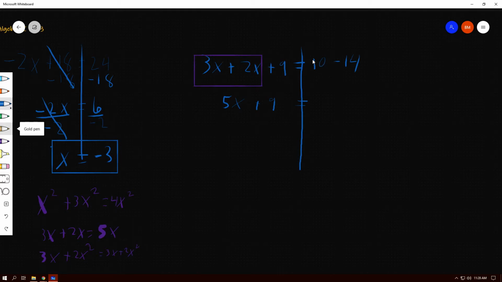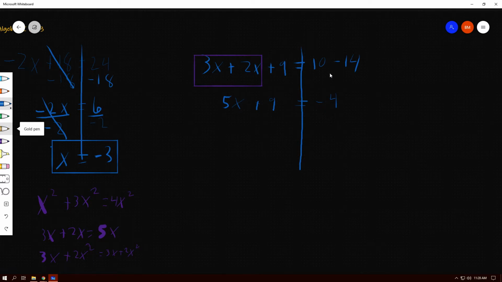Now on the right side, I have a 10 minus 14. Now they both don't have a variable, which means that they are like terms. All right, so they share the same variable, which isn't 1. So they are still considered like terms. 10 minus 14 is going to be a negative 4.